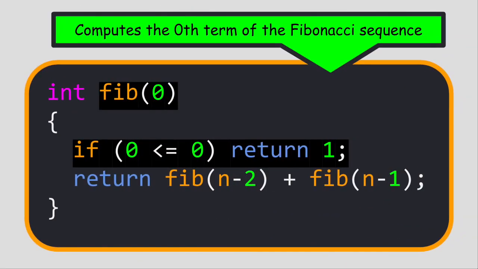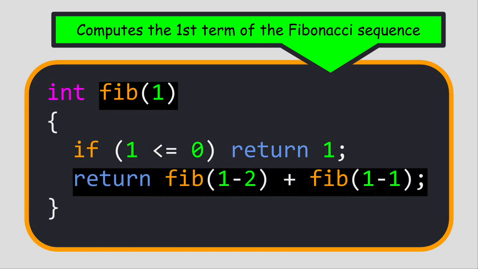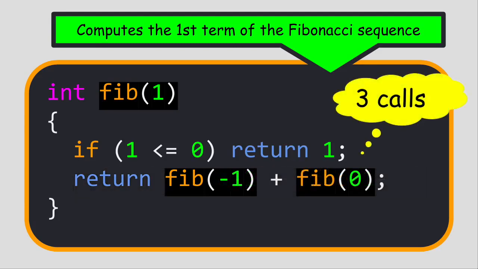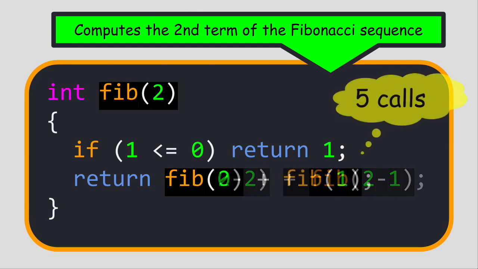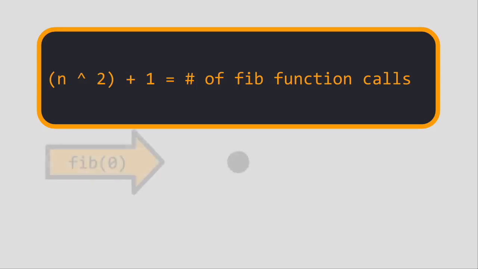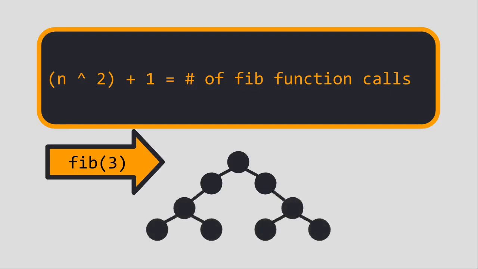If you want to compute the 0th term of the Fibonacci sequence, only one function call will be made since you are immediately exiting the function through the base case. If you want to compute the first term of the Fibonacci sequence, you will make a total of 3 calls to the function since you would enter the recursive case, which calls the function twice. If you want to compute the second term in the Fibonacci sequence, you would call the function 5 times. In general, the number of function calls pushed to the stack in the recursive Fibonacci function is 2 to the n plus 1, where n represents the count of the Fibonacci term.